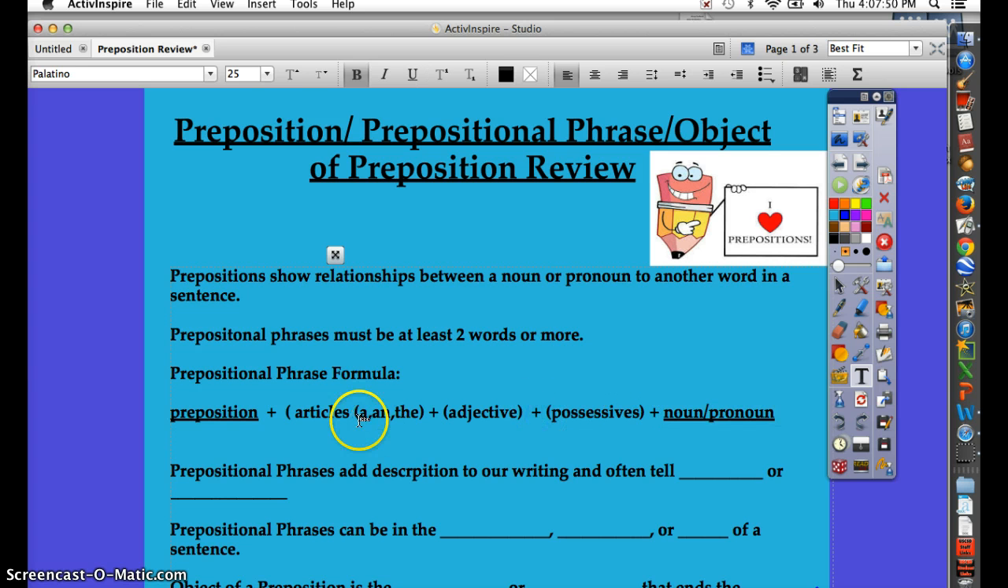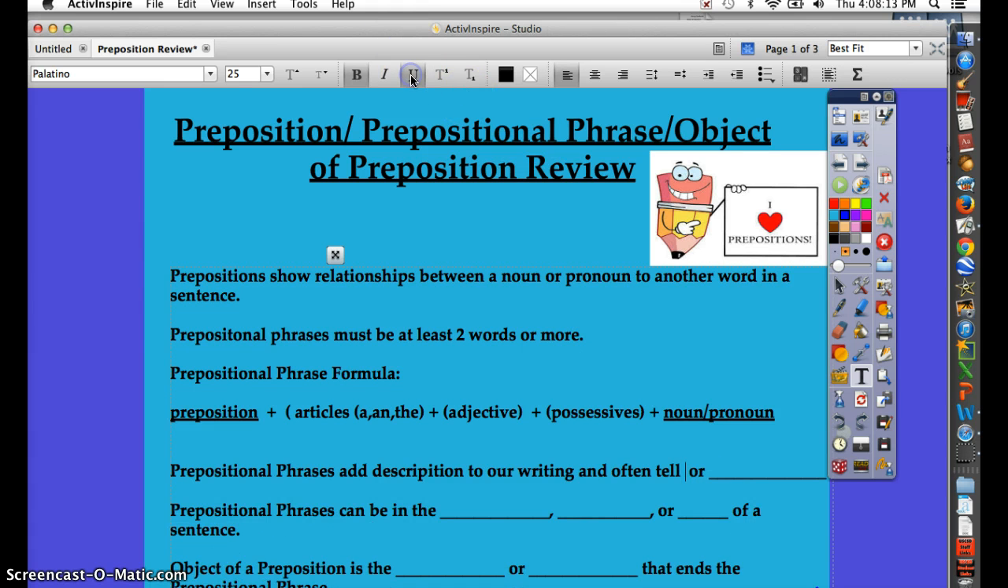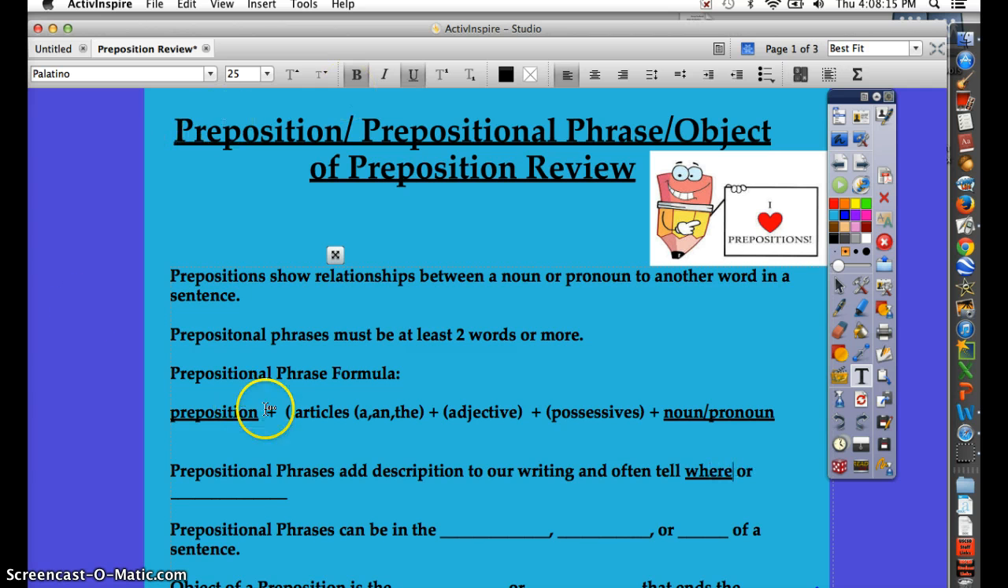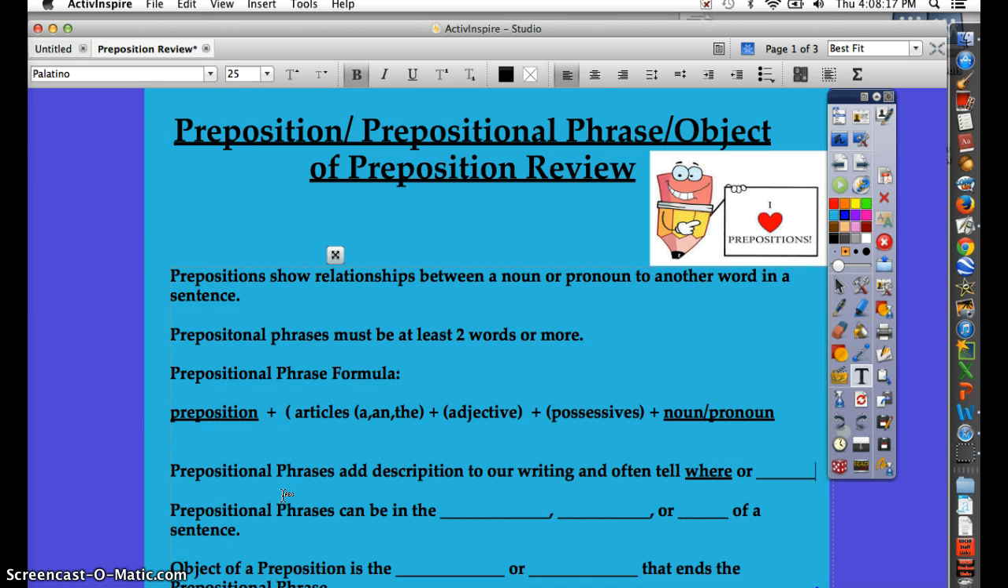And then in the middle of that, we can have articles, a, an, or the, an adjective or adjectives or possessives in the middle. Okay, and prepositional phrases are used in our writing to add description to our writing, and they often tell where or when. We've studied that pretty extensively during the unit as well, that prepositional phrases will often tell where or when in a sentence.